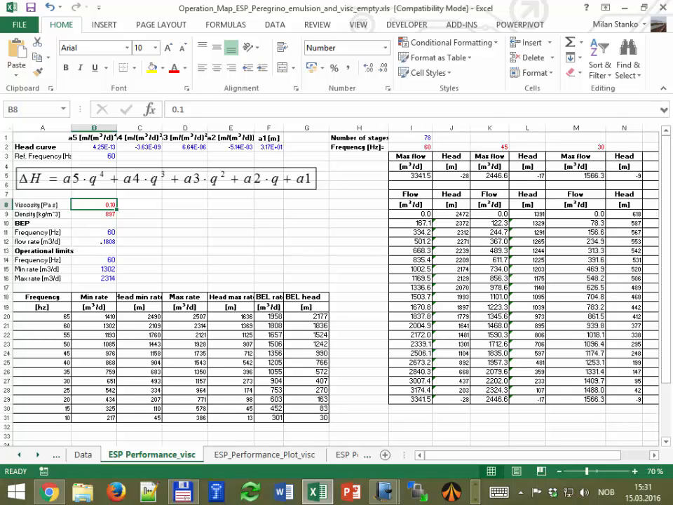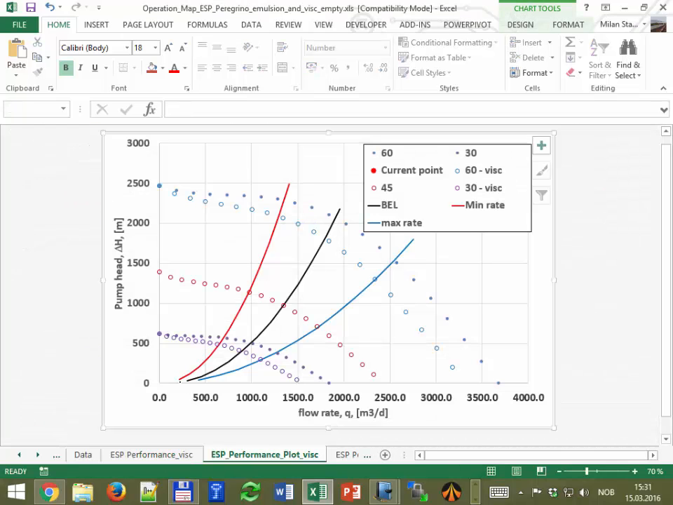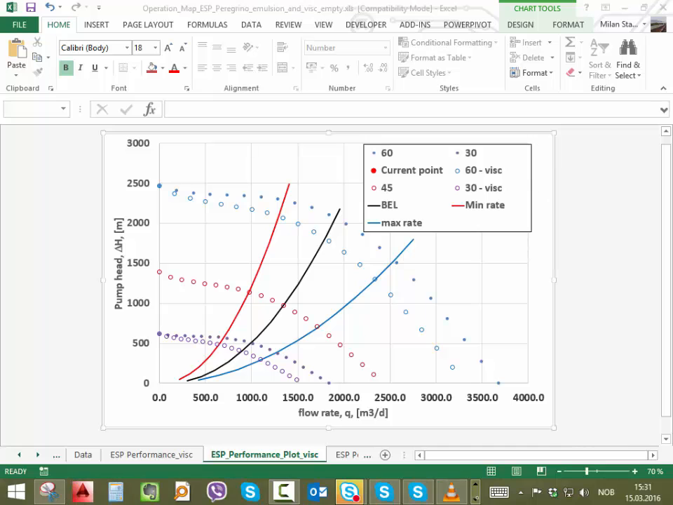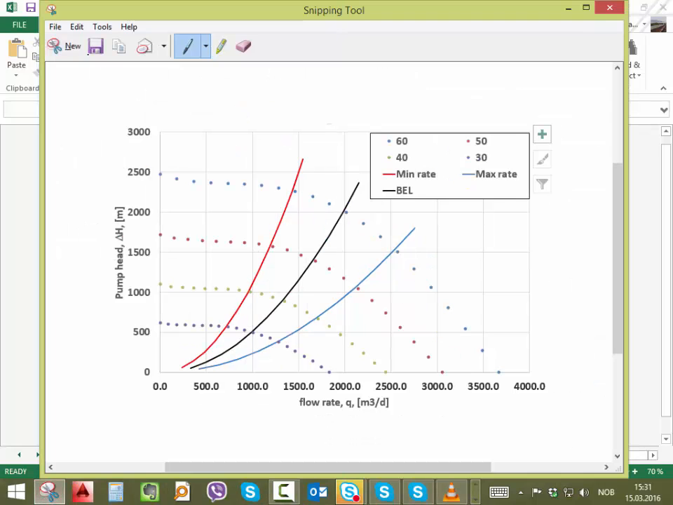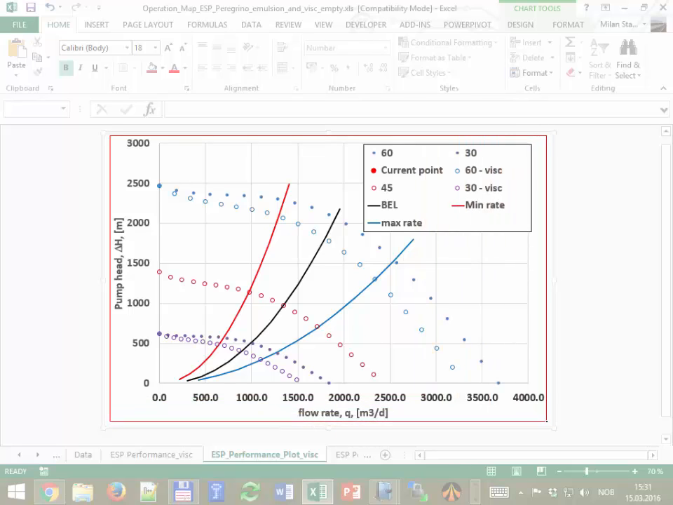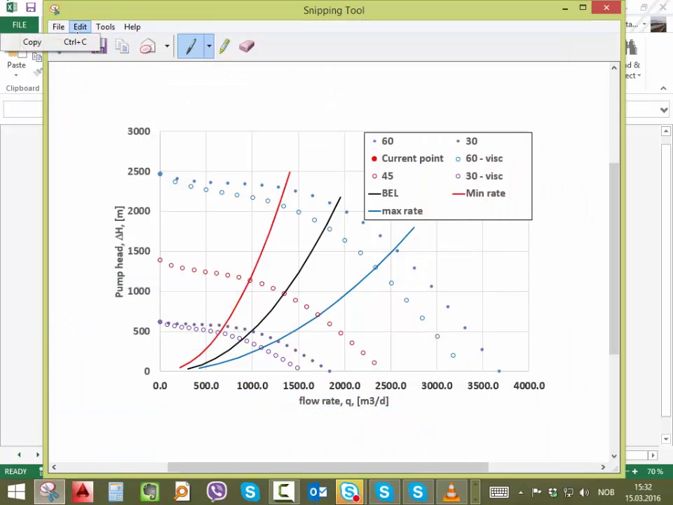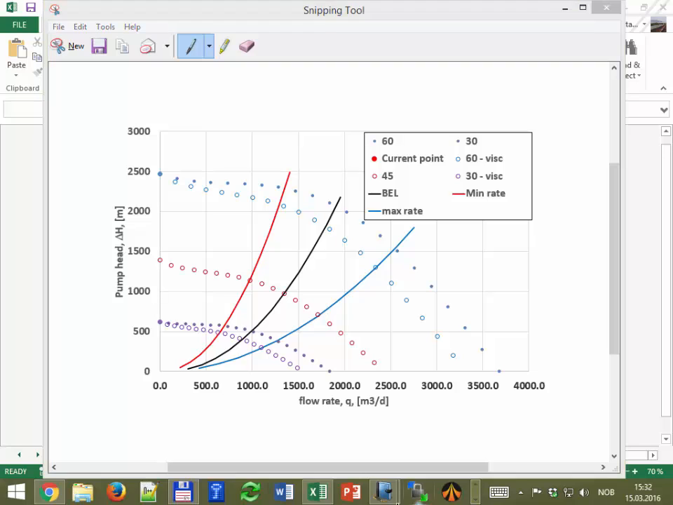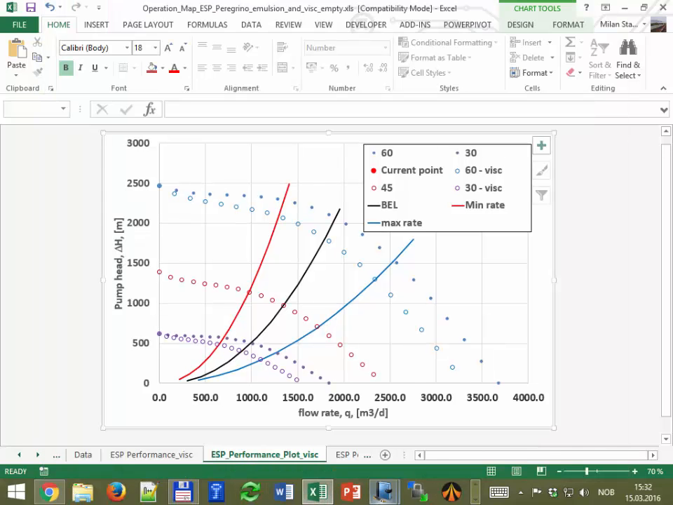I have done the corrections to the best efficiency point, to the minimum rate, maximum rate, and also to the curve of the pump. And this is the plot here. You have the original point operating with water and the curve operating with the viscous fluid. A lot of changes, but that's how it works.